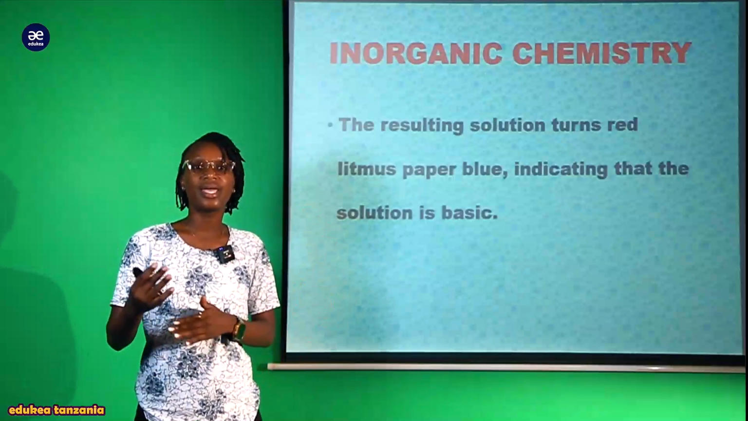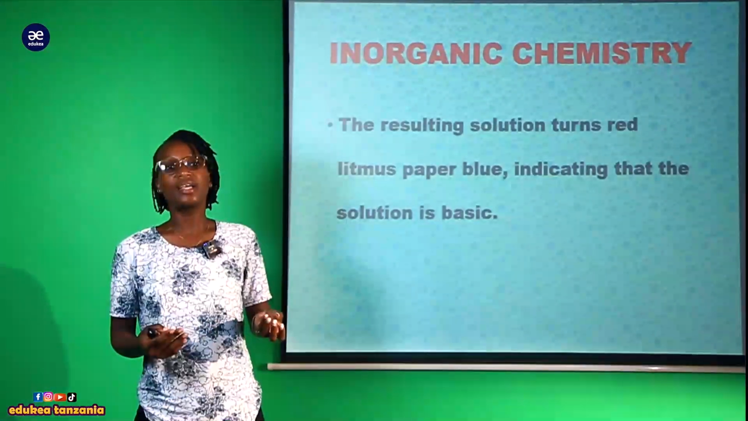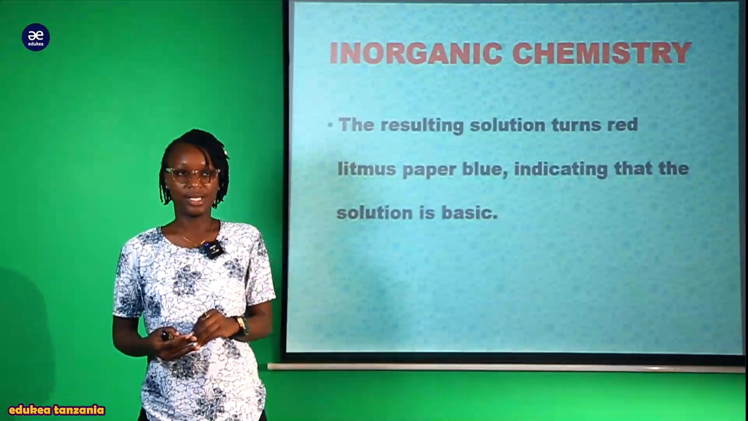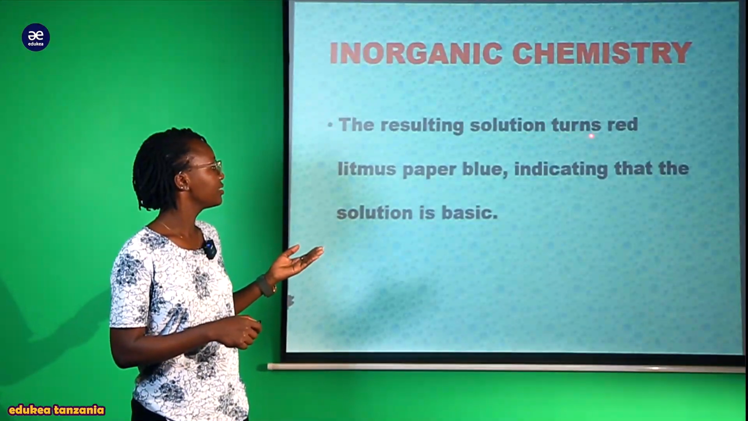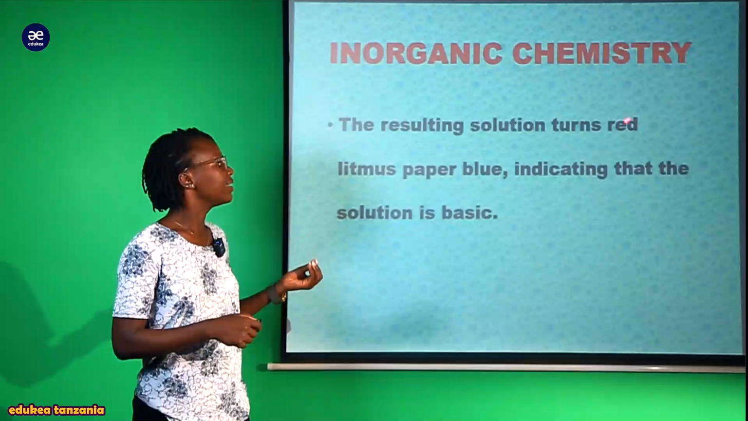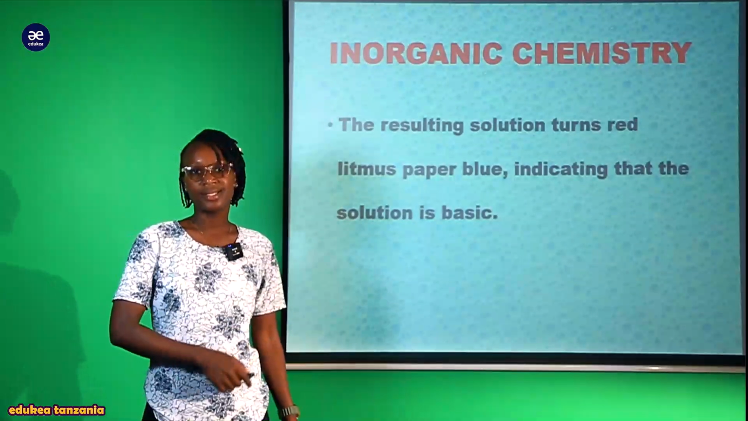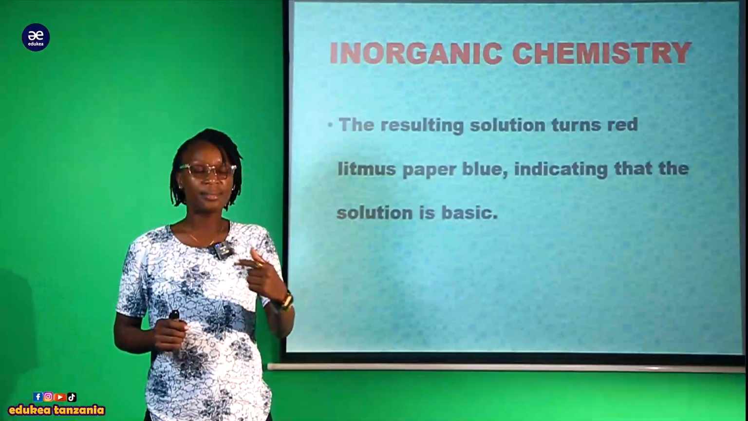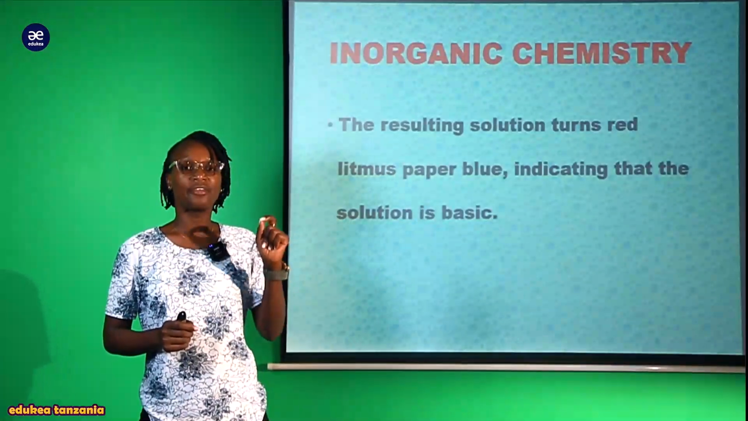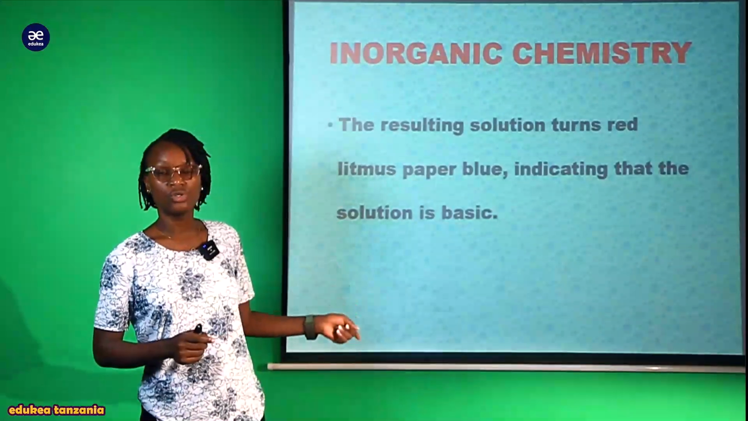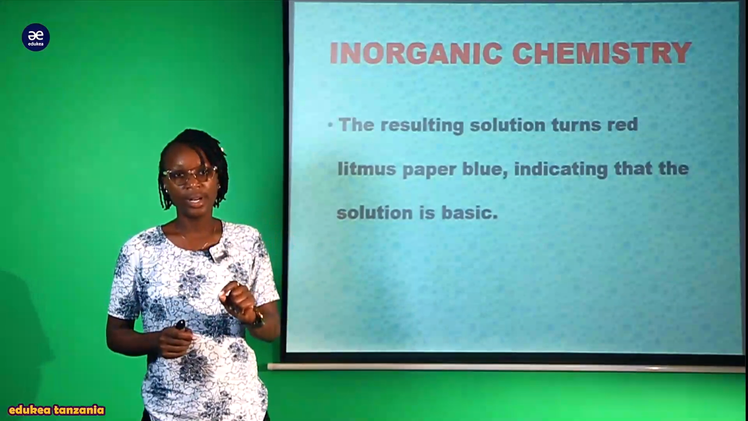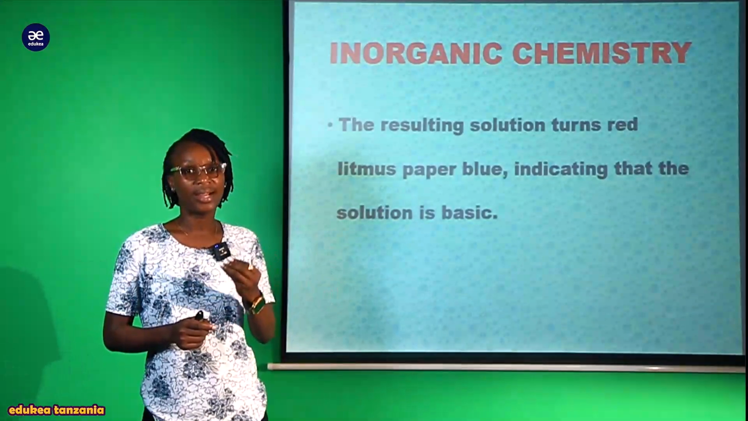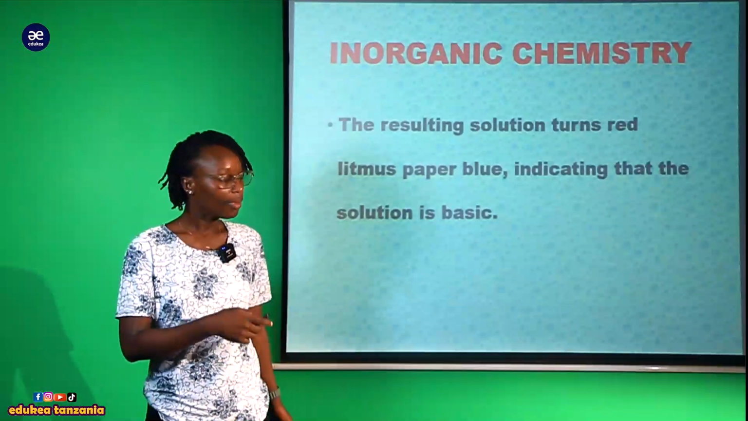So anasema the resulting solution turns, ina maana yale matokeo yatabadilisha ile indicator. Ilikuwa kwenye rangi nyekundu itaenda itakuwa ya blue, meaning that it is from acidity to what? To alkalinity or to basicity. So the resulting solution turns red litmus paper blue, indicating that the solution is basic. Kwa hiyo wewe ukishaona tu ile indicator yako imeundergo changes, imeleta matokeo fulani, obviously unajua oh yes, this is due to formation of the sodium hydroxide solution, which is actually the basic or alkaline solution.